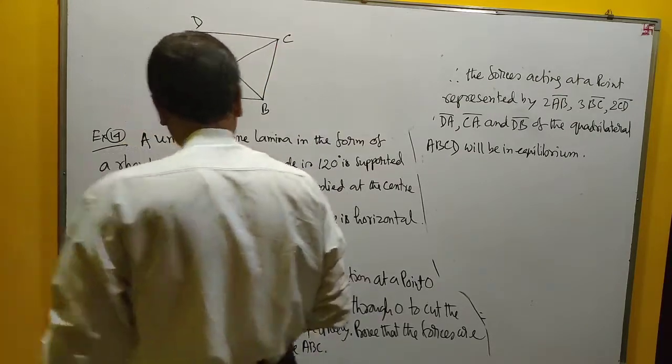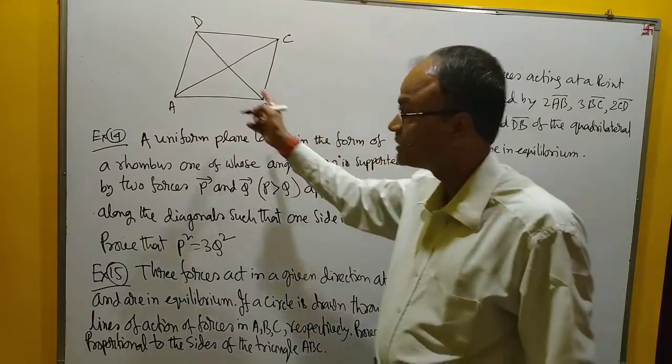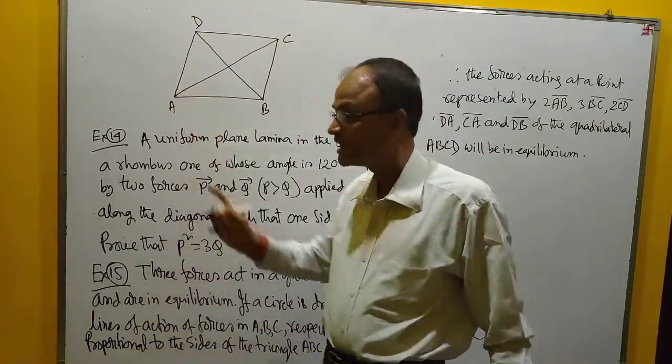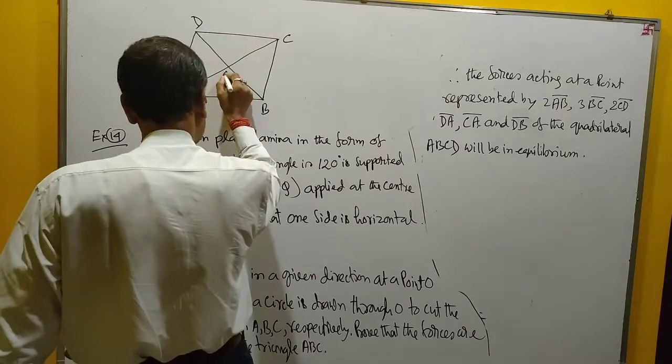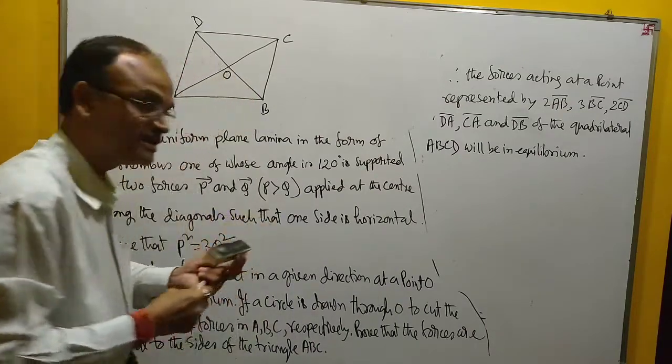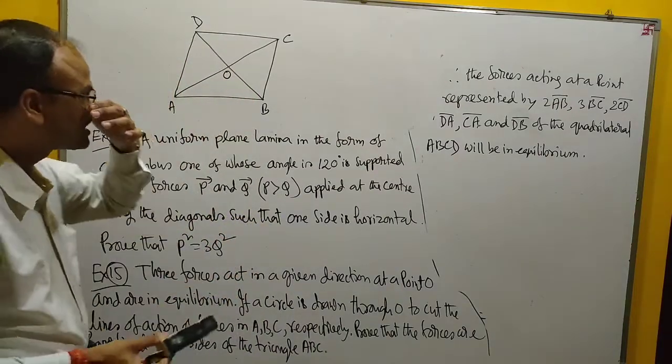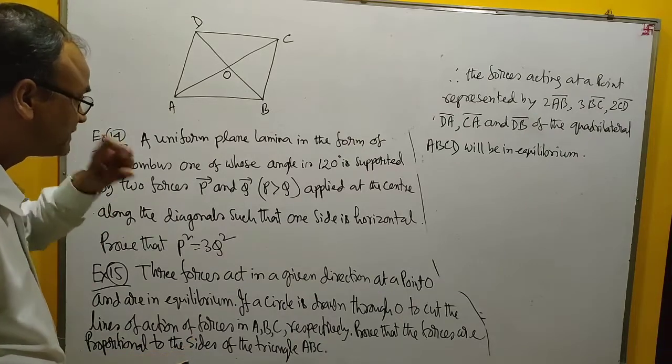Now we draw the diagonals AC and BD of the rhombus, they meet at the point O. Means O is the center of the rhombus.